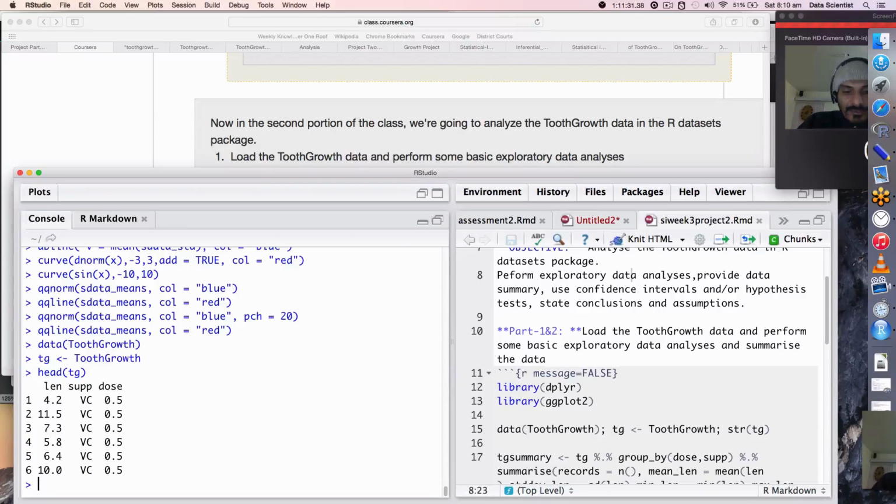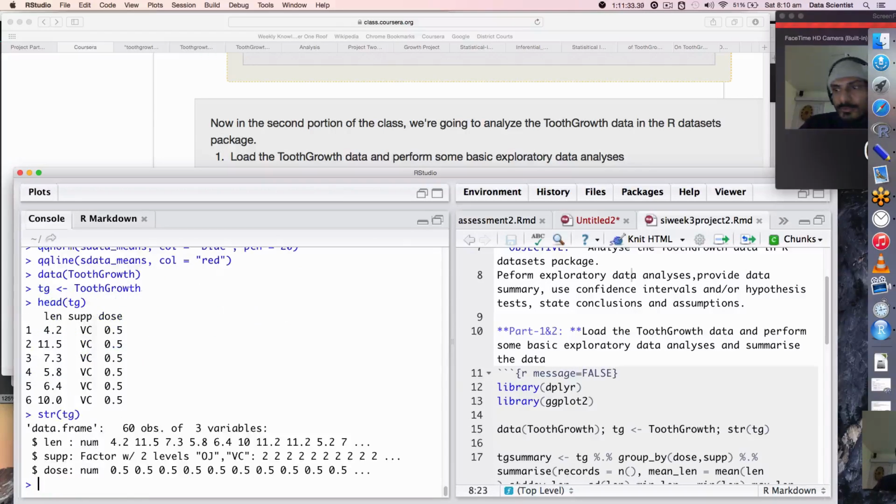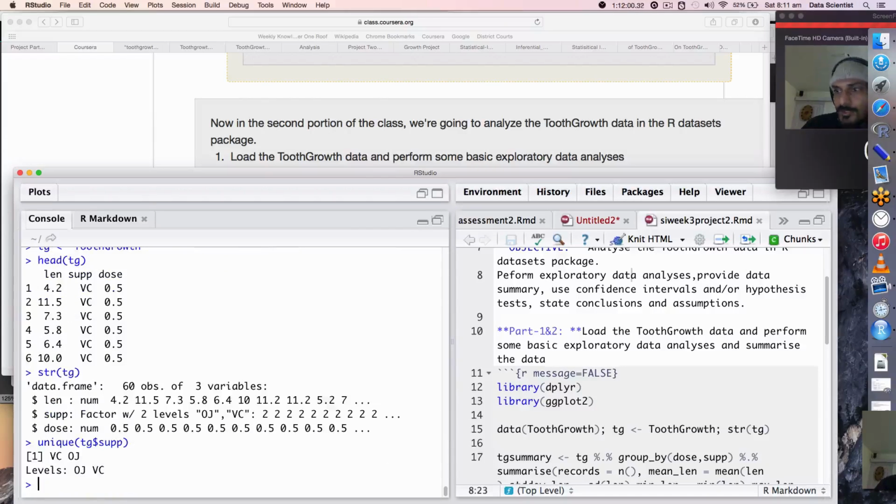Let me just do str of ToothGrowth. It has only 60 data points and 3 variables. What are the variables? len, supp and dose. Let's say I want to see how many unique values there are. Now supp is a factor, so I check how many unique values there are for TG$supp. Basically it's a supplement.